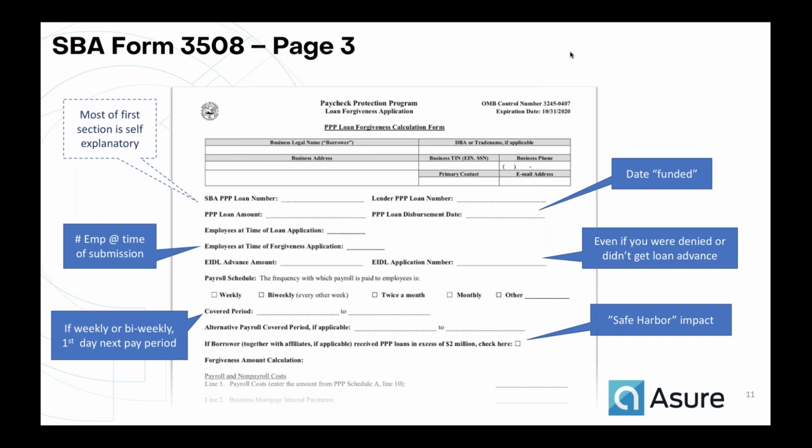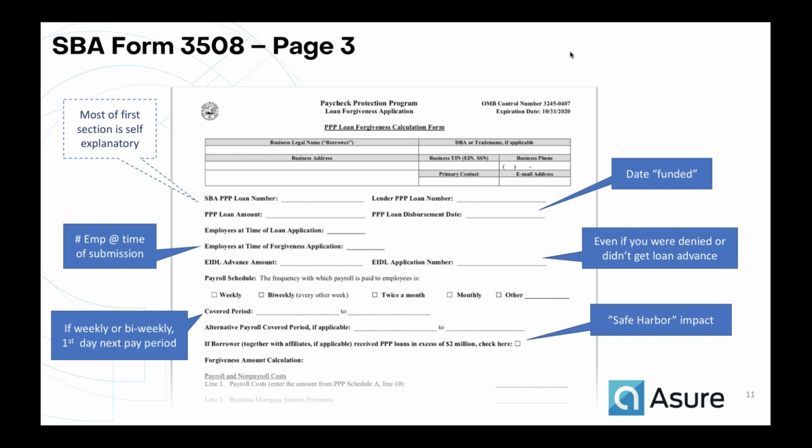So either you're going to start on the PPP loan disbursement date, or it's going to start on the alternate covered period. So if you're weekly or bi-weekly, that works. If you're twice a month or monthly, then that doesn't apply. And then the bottom right, safe harbor impact, you just need to check this box appropriately.